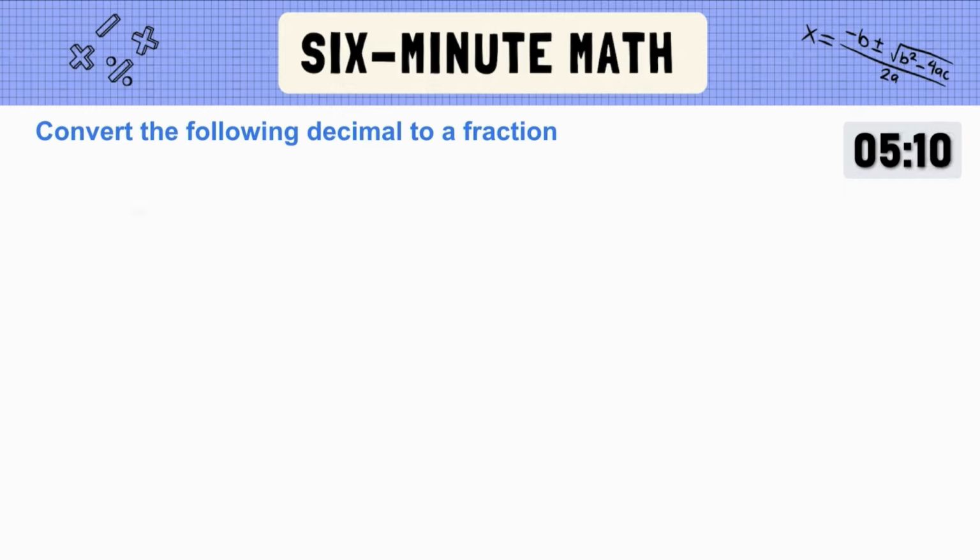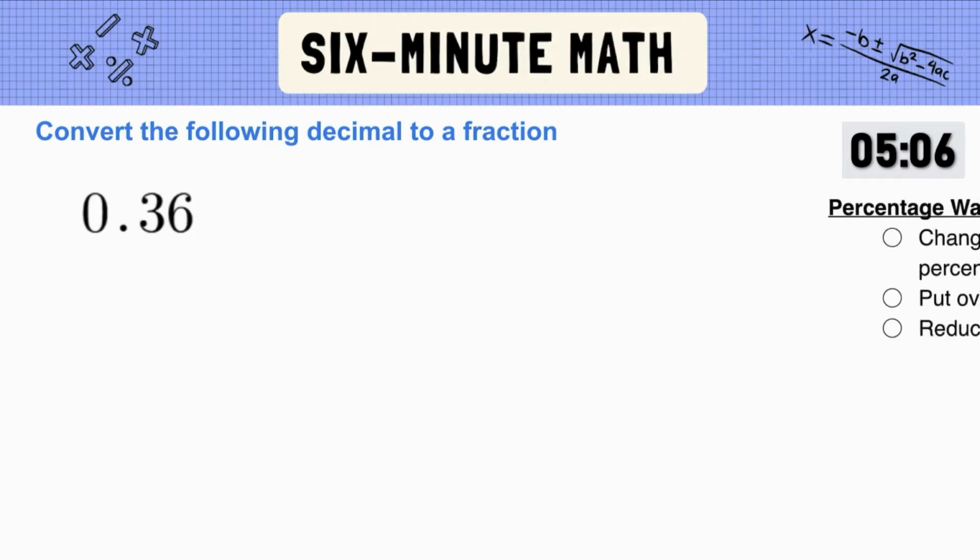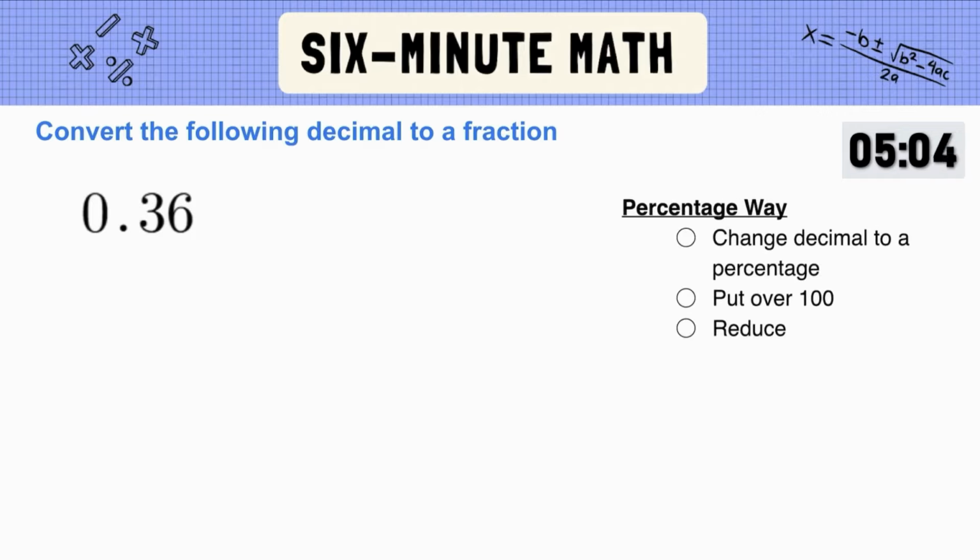I'm going to convert the following to a fraction, 0.36, and for this first example, I am going to use the percentage way. So I'm first going to change that decimal to a percentage. 0.36 is 36%, and 36% is also 36 over 100.